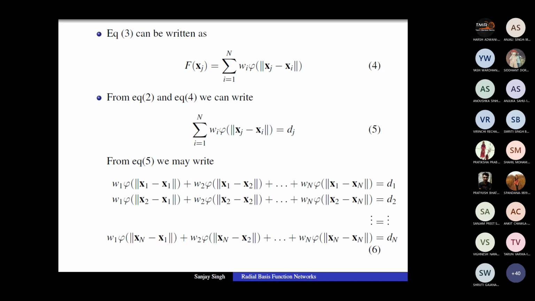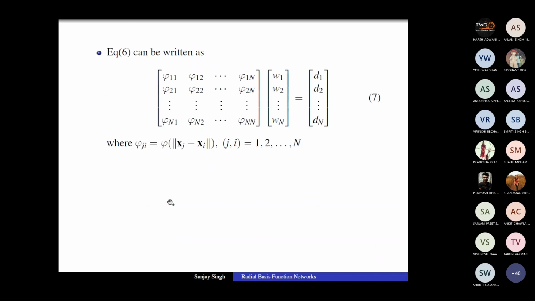Can we do so? Yes or no? Yes, sir. Okay. So we can simplify this by one simple notation, that each xj minus xi of this particular function, we just write phi ji. That's all. If that is the case, we can simplify this process and we can write something like this: phi11, phi12, etc.